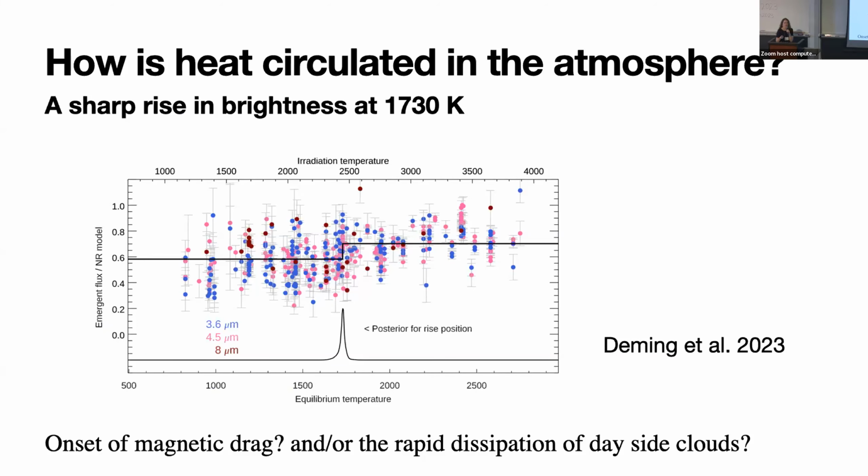Here's another more statistical result. This is some beautiful recent work from Drake Deming. And Drake is a really special guy. He decided after retiring that he wanted to analyze every single Spitzer eclipse observation that ever occurred. That's almost 500. So I think that's what Drake does for fun.